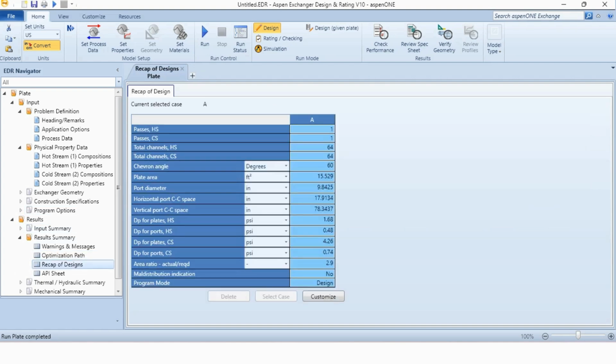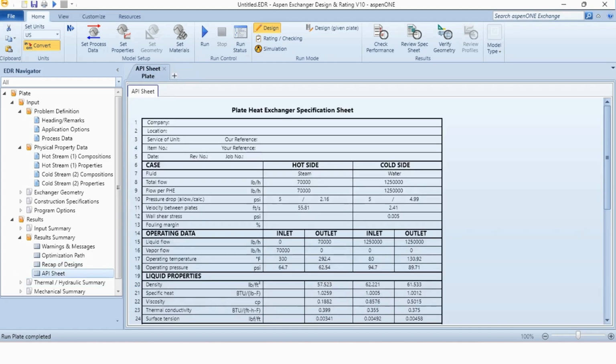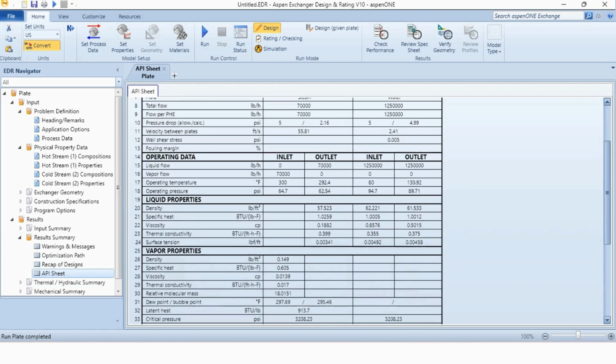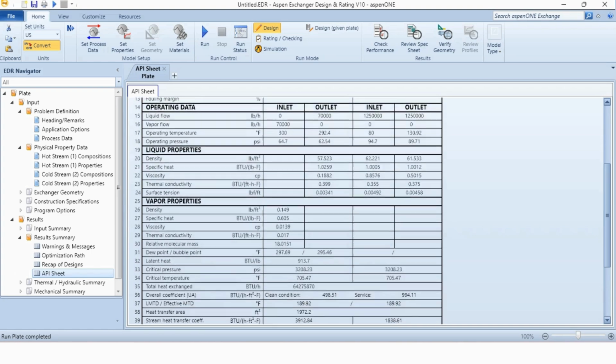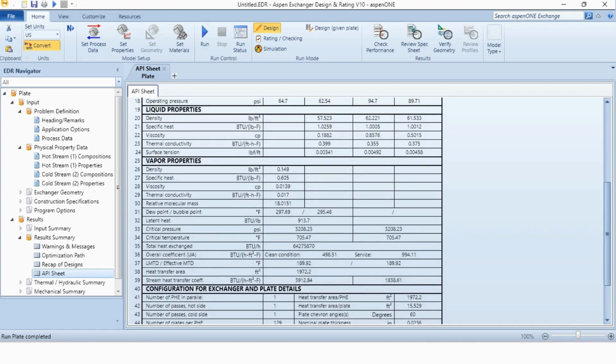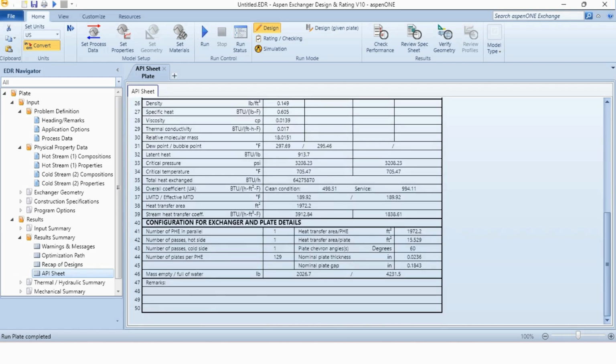Then going to the recap of design, this is the information about the design for all system. Then going to the API sheet, you can get all the information about the system, about the flow rates, temperature, pressure, the properties, the density, specific heat, viscosity for liquid system, and correspondingly for vapor system, the LMTD value, the heat transfer area, the stream heat transfer coefficients, all the information is given here in the system.